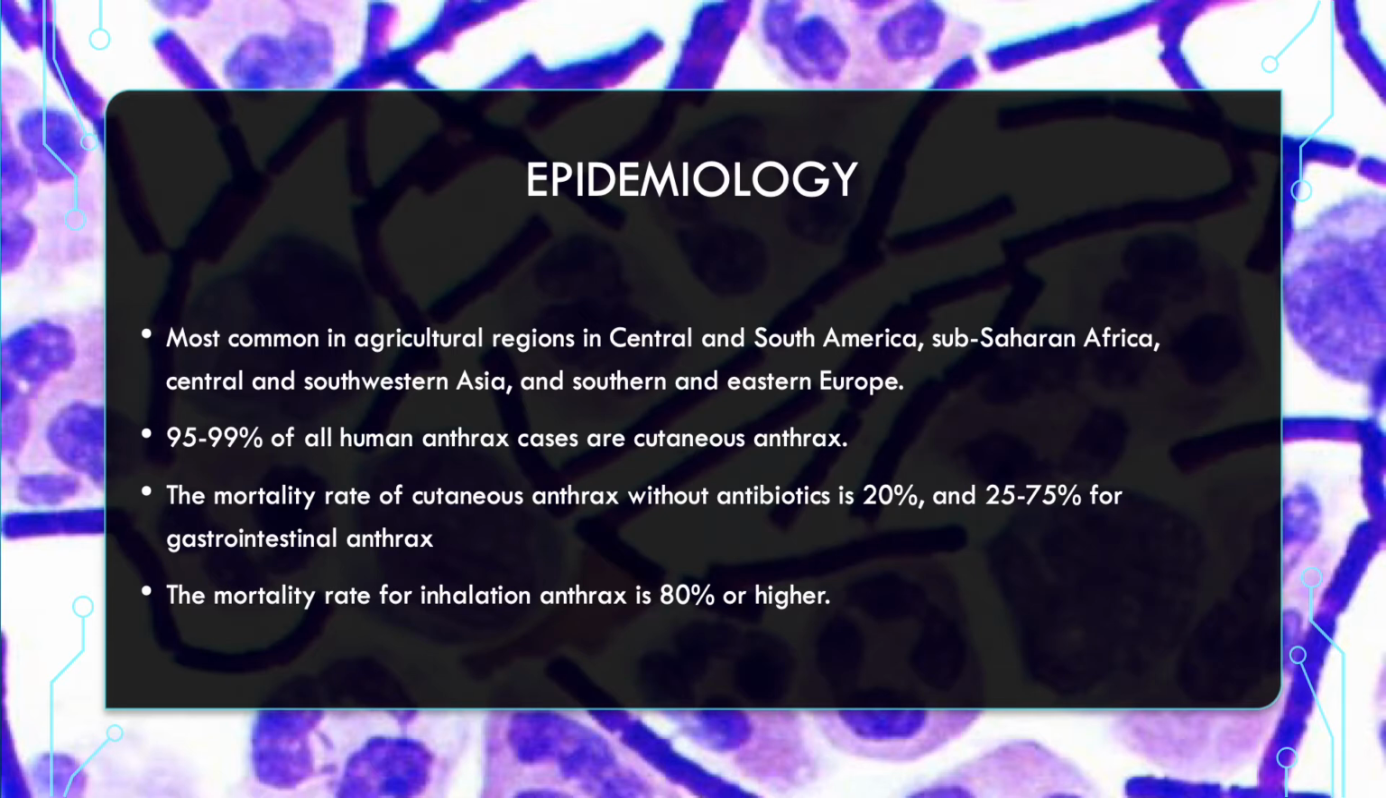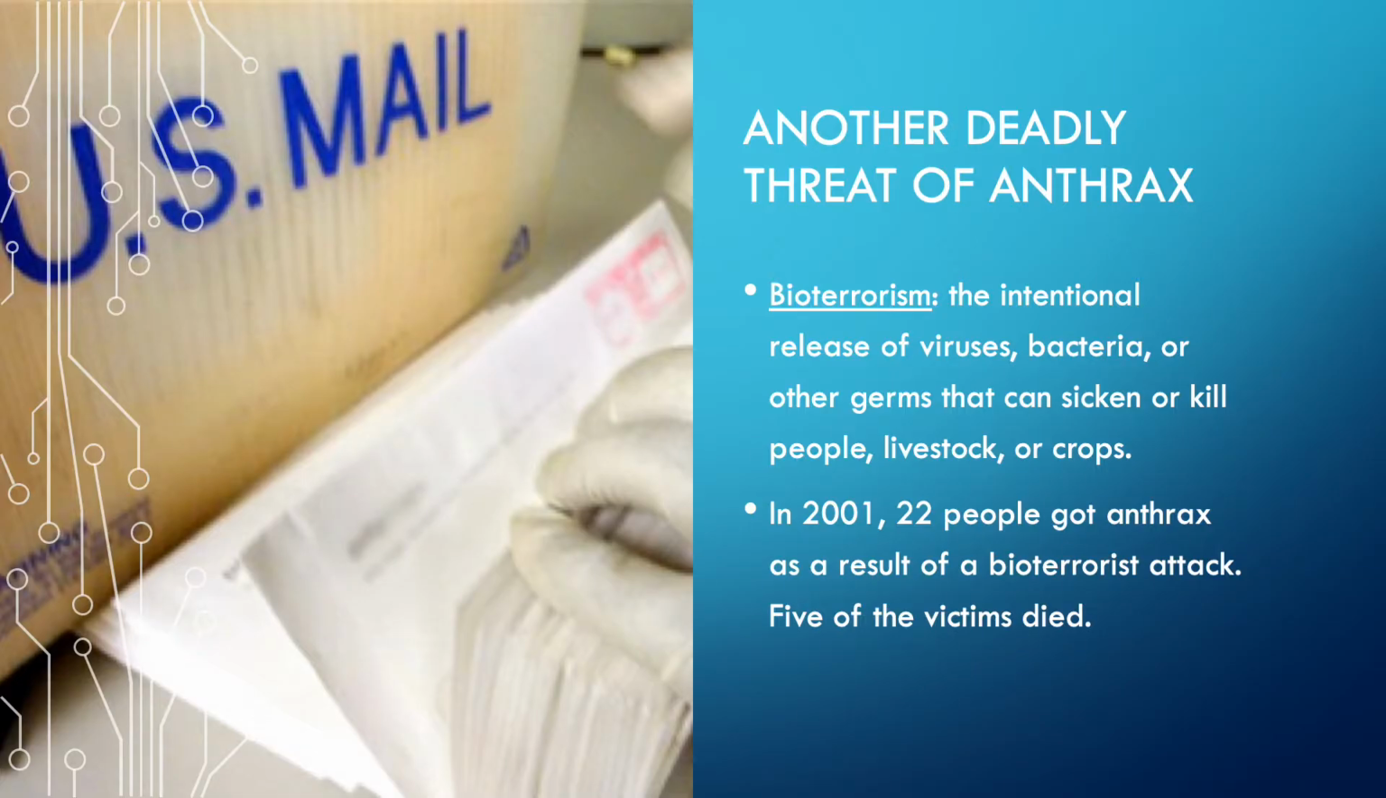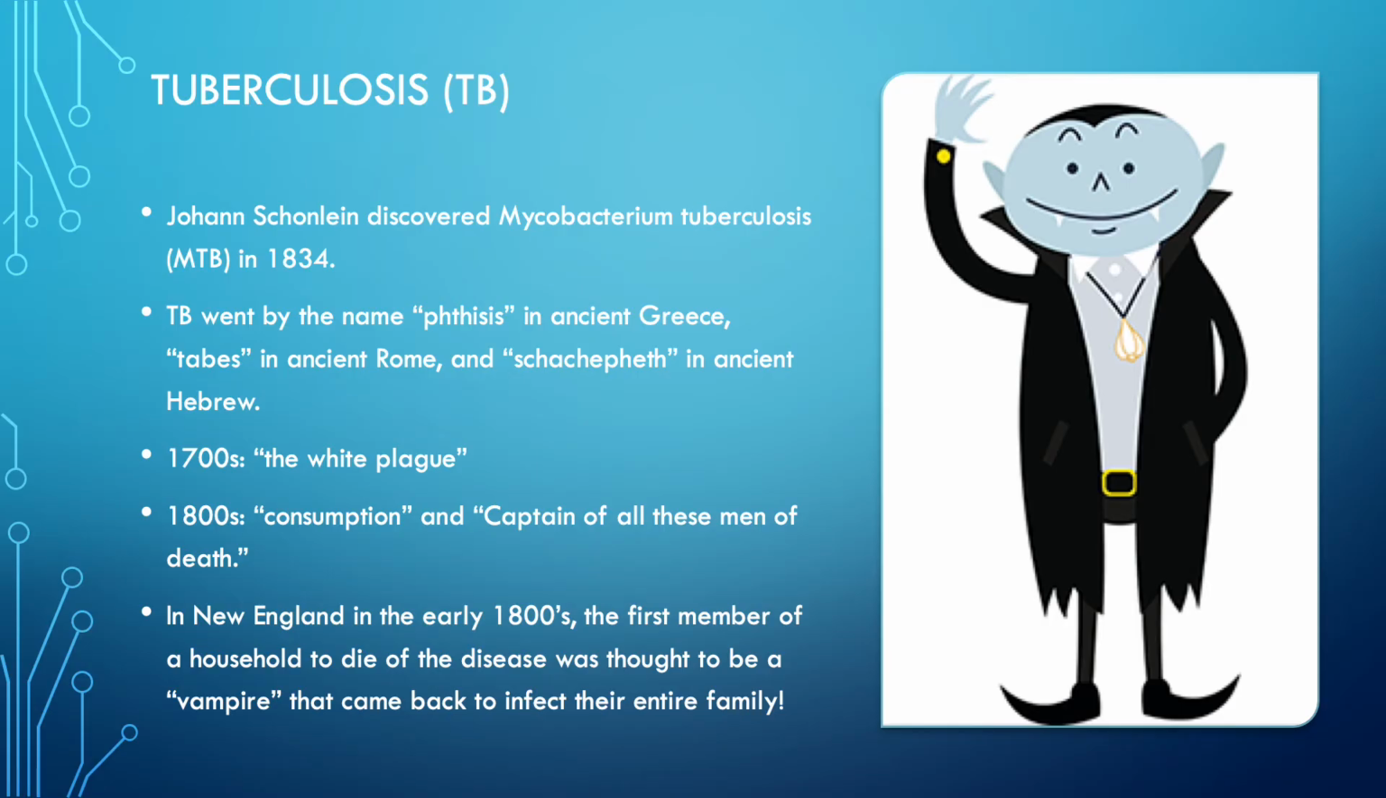Another deadly threat of anthrax is the use of Bacillus anthracis spores as an act of bioterrorism. In 2001, powdered anthrax spores were deliberately put into letters that were mailed throughout the U.S. postal system. 22 people, including 12 mail handlers, got anthrax, and 5 of these 22 people died.